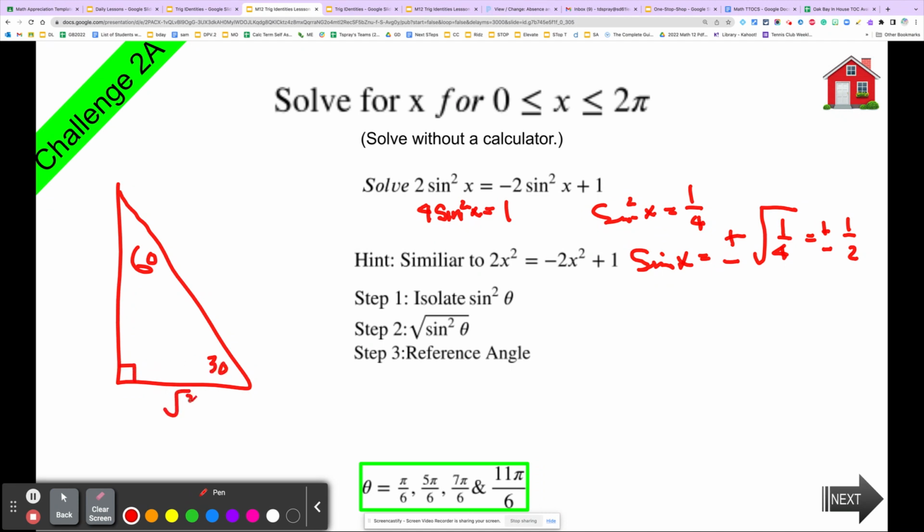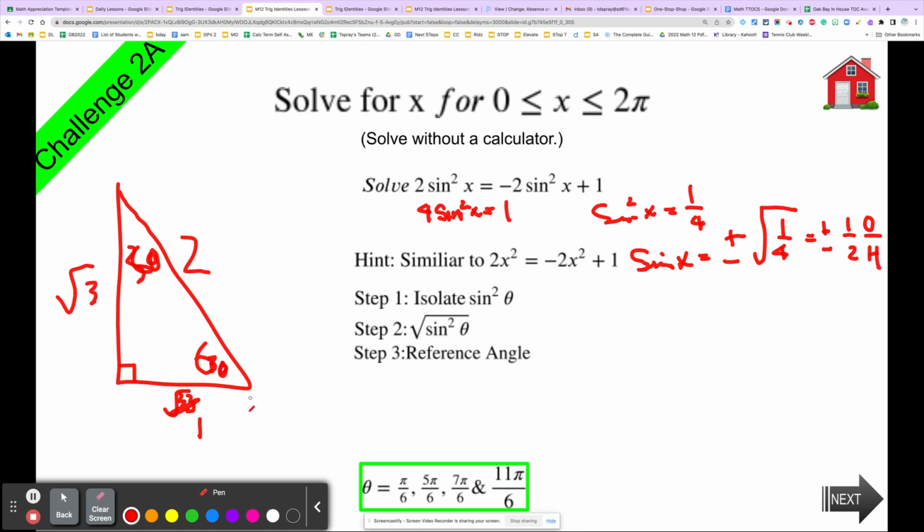This is root 3. I mixed that up badly. That would be 30. That would be 60. That looks better. Okay, so this would be 1, this would be root 3, and this would be 2. So the opposite side here is 1.